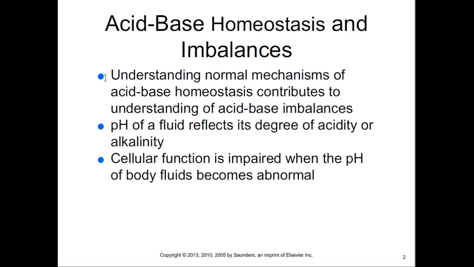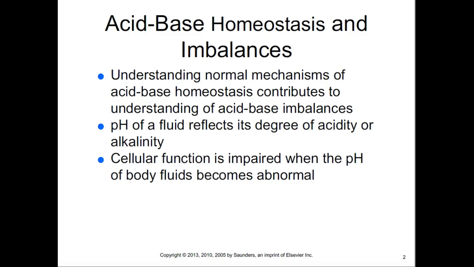For the most part, there are other things in our body that make acids, like lactic acid being made, but the majority of the time this is going to reflect that, and that's what we're going to use to compensate for those shifts. Your pH is almost directly related to the ability of our carbonic acid buffering system to maintain it. Cellular function will become impaired when the pH of body fluids becomes abnormal.